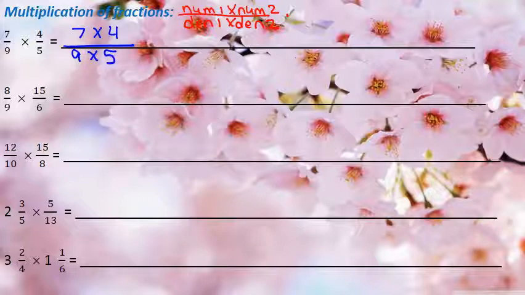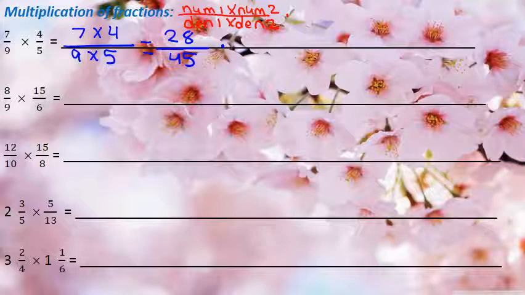Is there any common factor between 7 and 9? No. Between 7 and 5? No. Between 4 and 9? No. Between 4 and 5? No. So we multiply numerator times numerator. 4 times 7 is 28, and 9 times 5 is 45. 28 over 45 is an irreducible fraction.